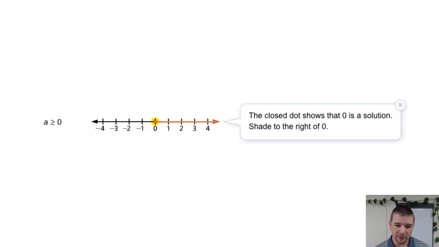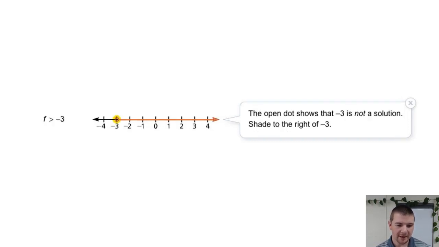a is greater than or equal to 0. Notice now that 0 is included as one of our solutions. So we use a solid dot or a closed dot. So the closed dot at 0 shows that 0 is a solution. And then we're talking about all possible values, all real numbers, greater than or equal to 0. And so the arrow trails to the right.